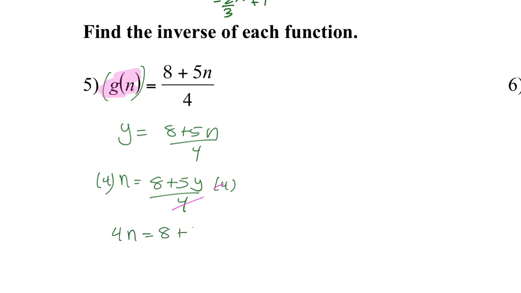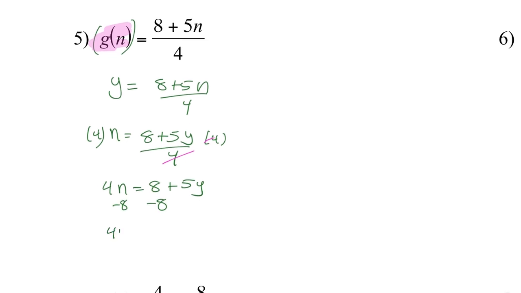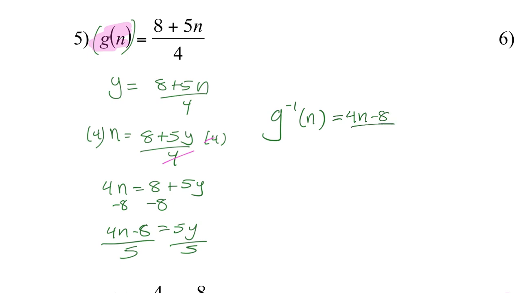4n equals a plus 5y. Then I'm going to subtract a. So that means that I got 4n minus 8. Again, up here, I was adding 8, now I'm subtracting 8, equals 5y. And then I'm going to divide by 5. Again, here I was multiplying times 5, and now I'm dividing by 5. So at the end, my last step is that I'm going to rewrite this with my inverse function notation. So it's just g to the negative 1 of n equals 4n minus 8 divided by 5. That's my inverse of that function.